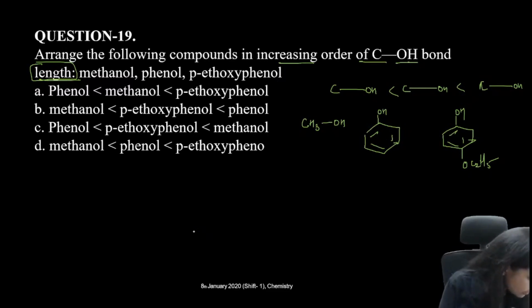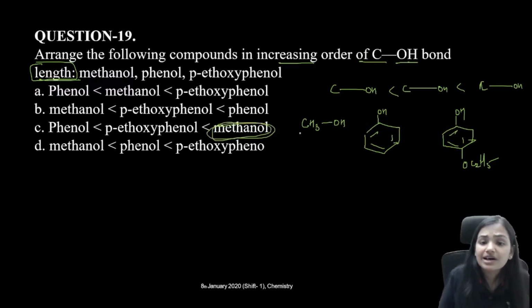C or D? Some of you are saying C, some of you are saying D. How to decide? But it's very clear. Methanol is going to have the highest bond length because there is no resonance. It is going to be a completely double bond. But here you will be getting a partial double bond character. So because of this partial double bond character, the bond length decreases.